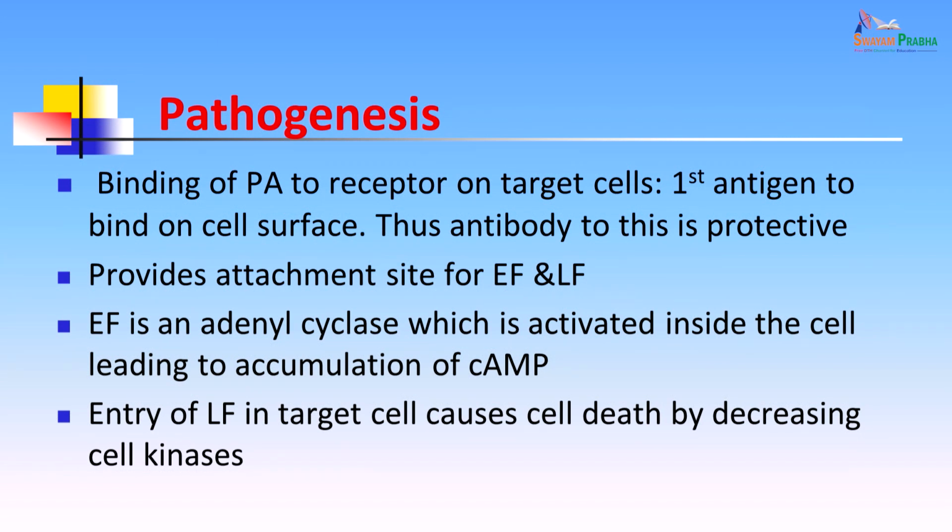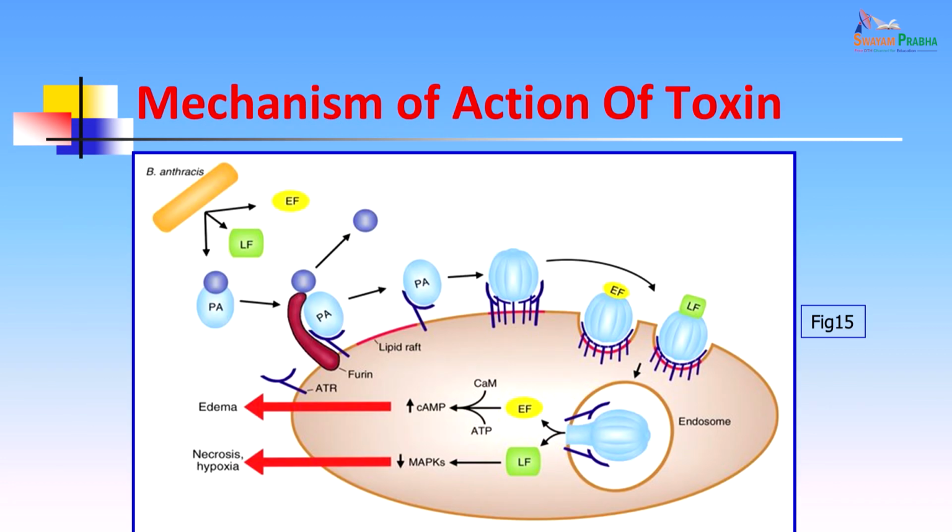The edema factor is an adenyl cyclase which is activated inside the cell, leading to accumulation of cyclic AMP and finally cell death. Entry of the lethal factor into the target cell also causes cell death by decreasing the cell kinases. Now, this is summarized in this particular picture, where we have the Bacillus anthracis at the left hand corner.